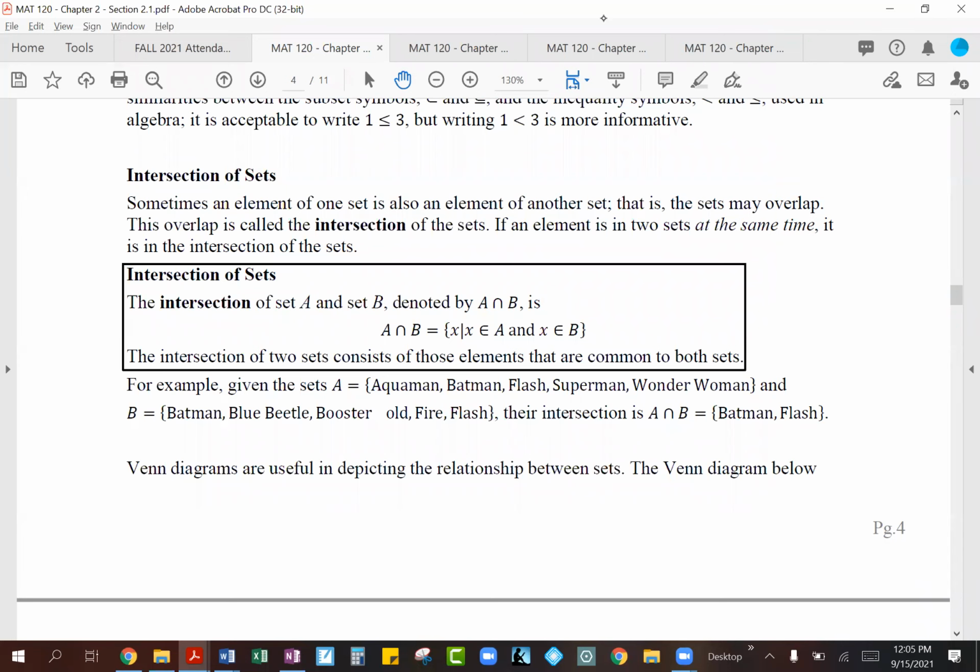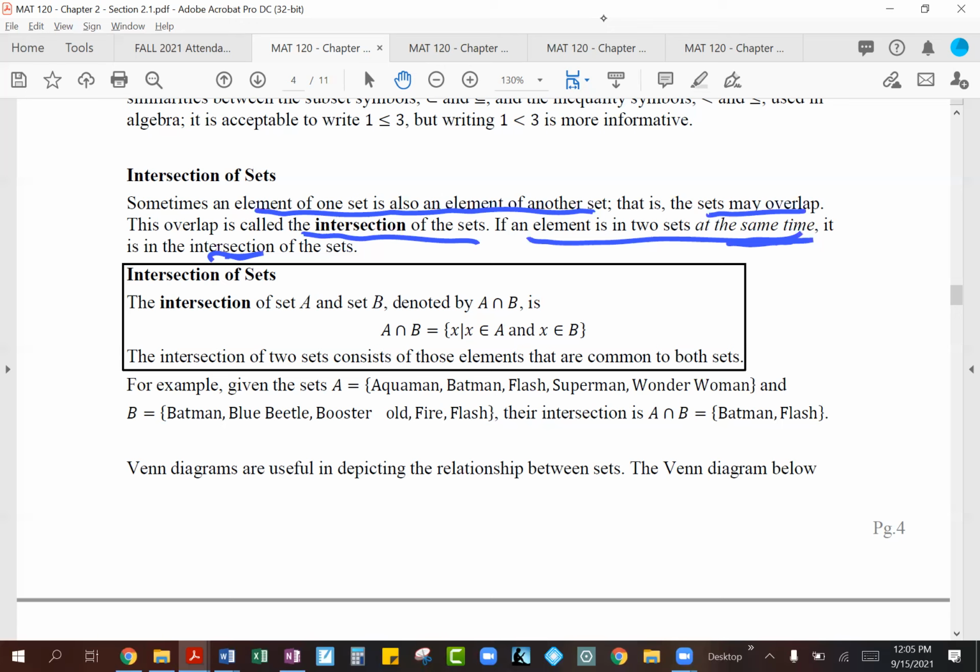So when we're talking about intersection of sets, we're saying there might be an element in one set which is also an element in another set, right? So your sets may overlap a little bit. They don't have to overlap completely. There could be some elements in the first set and some elements in the second set which are the same. This overlap is what we call an intersection of sets. If an element is in two sets at the same time, that's an intersection of sets.